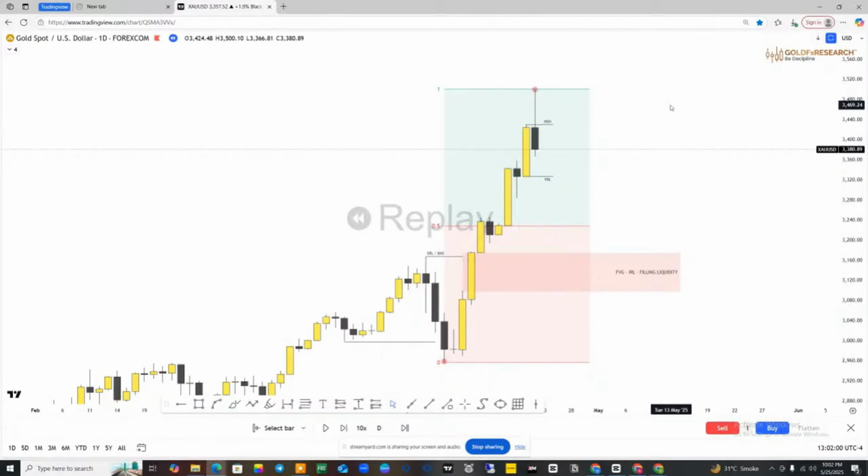Now, what did I tell you? Once the premium and discount levels are clear to you, what will the market do? At that point, the market will tap one of your PDRs. Now, you need to find the PDRs that are providing you with support. Since the trend is bullish, in which direction should we find the PDRs? We need to point out the PDRs in the discount level. The first PDR we have in the discount level is this FVG, which is filling liquidity.